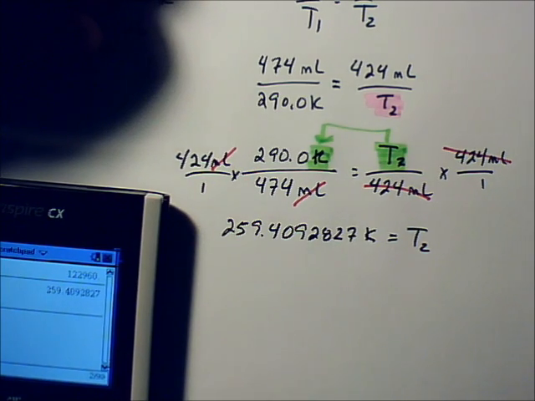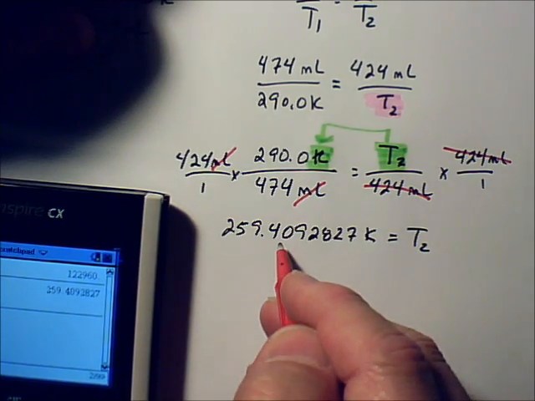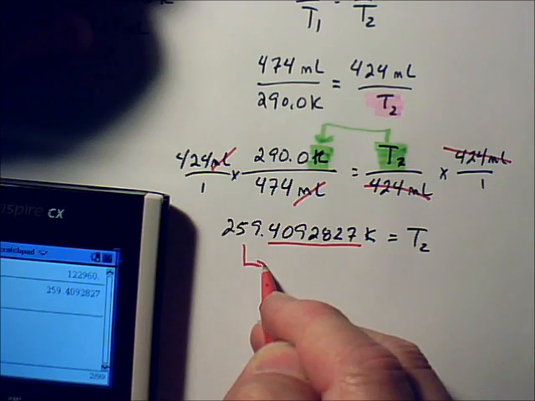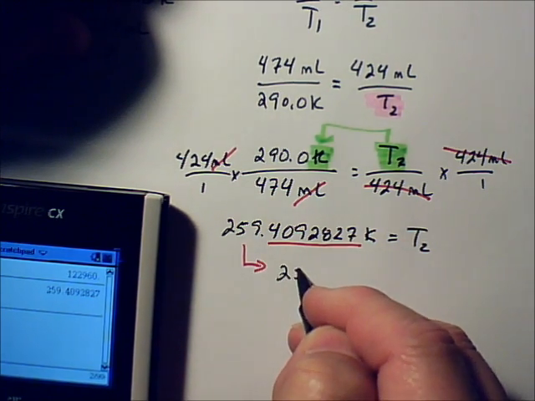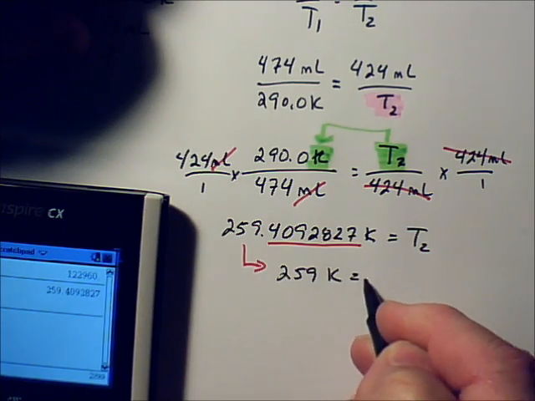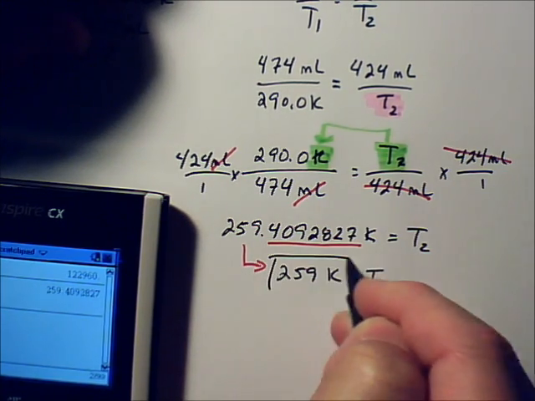All right, so we want to underline our insignificant digits. We only need 3 digits. Draw an arrow to show we're rounding off. And our answer is going to be 259 Kelvin equals temperature 2.